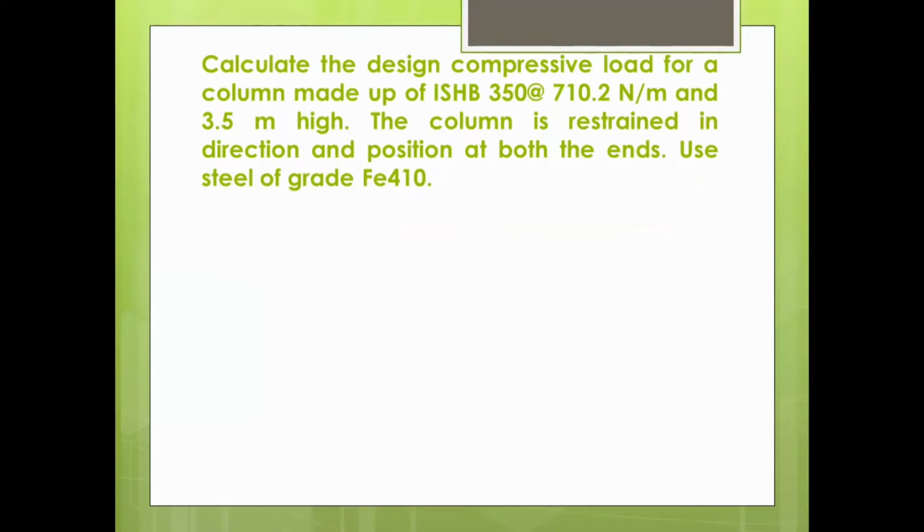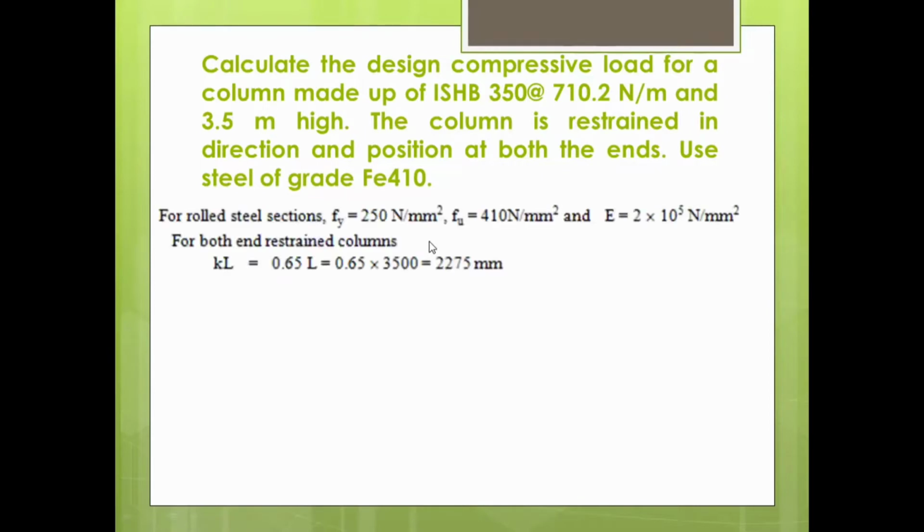So here some initial data has been given. It has to resist some load that we don't know, correct? So we have to use specifically this particular section. Now we just have to find out what is the compressive load taken by this particular section.